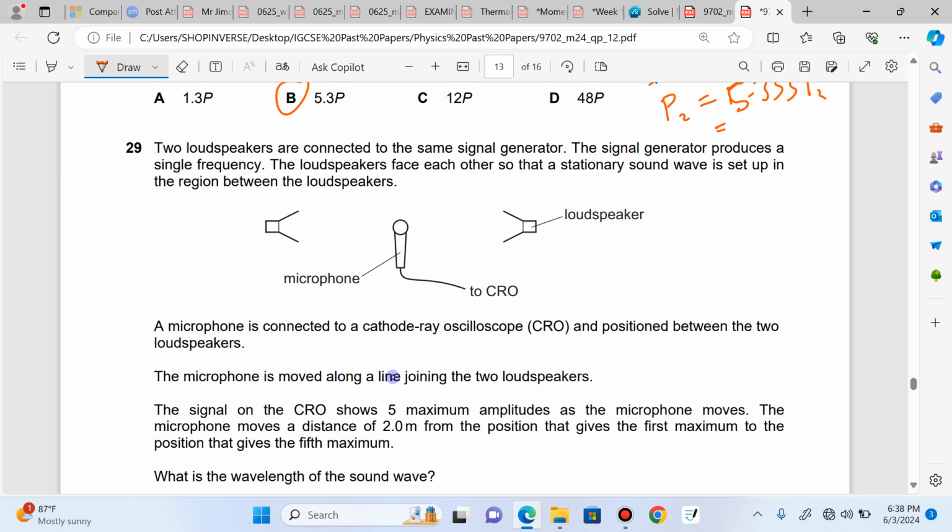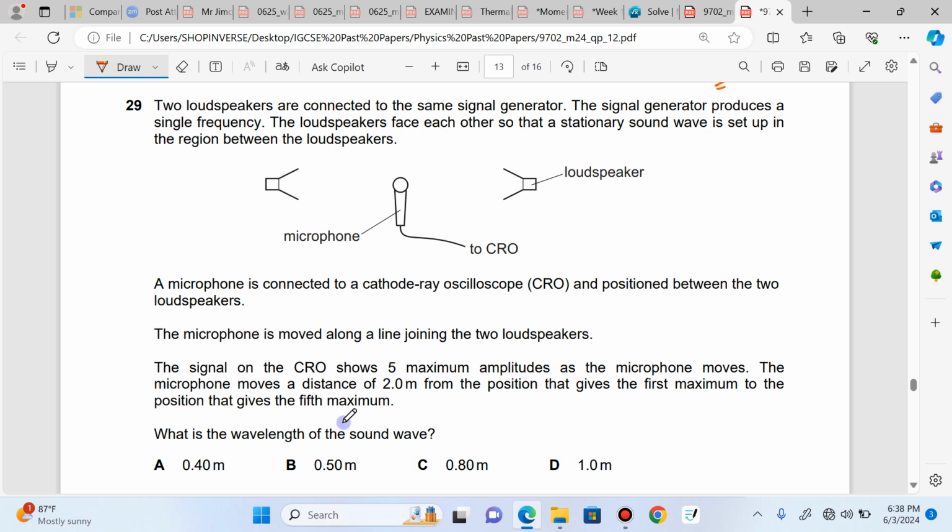Two loudspeakers are connected to the same signal generator. A loudspeaker, another loudspeaker, to a signal generator. This is a microphone. The signal generator produces a single frequency. The loudspeakers face each other so that stationary sound waves are set up in the region between the loudspeakers. A microphone connected to a cathode ray oscilloscope is positioned between the two loudspeakers. So this is the microphone. The microphone is moved along a line joining the two loudspeakers.